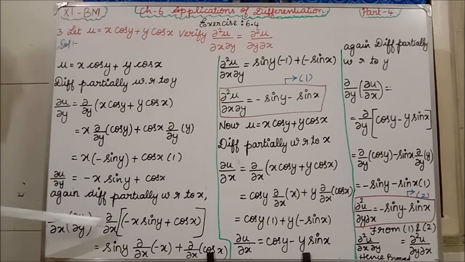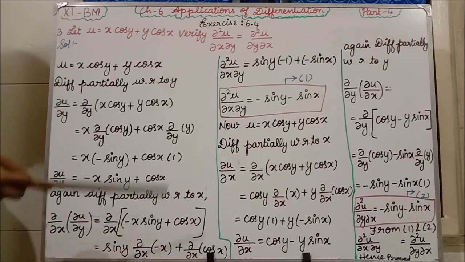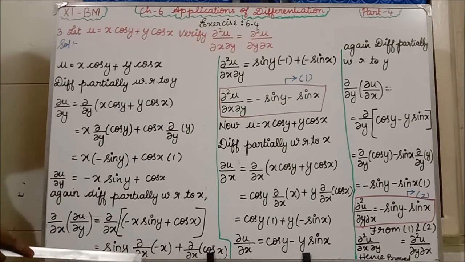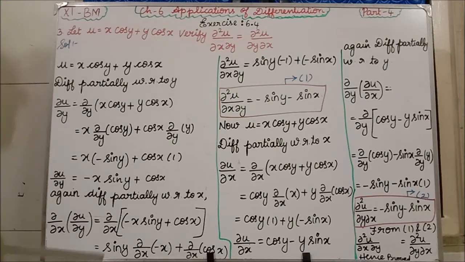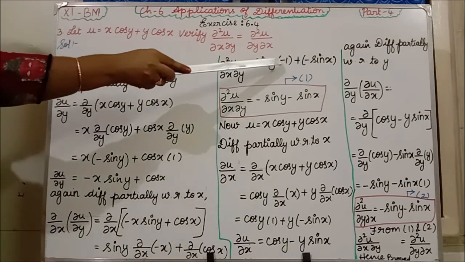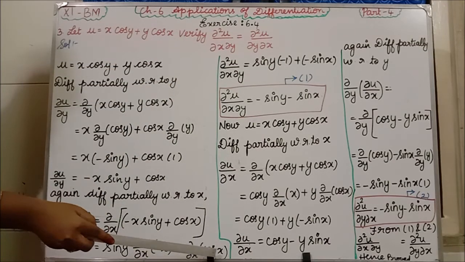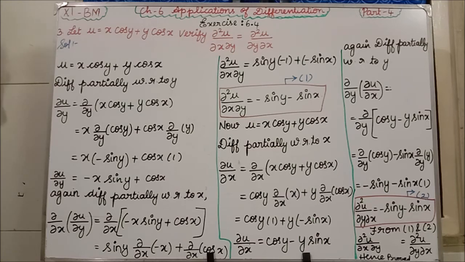Clear? Here sin y is constant, so it comes before ∂/∂x of −x, plus ∂/∂x of cos x. Clear? So sin y, x if you differentiate we will get 1. Since here minus x is there, so minus 1, plus differentiation of cos x is what? Minus sin x. So minus sin x.